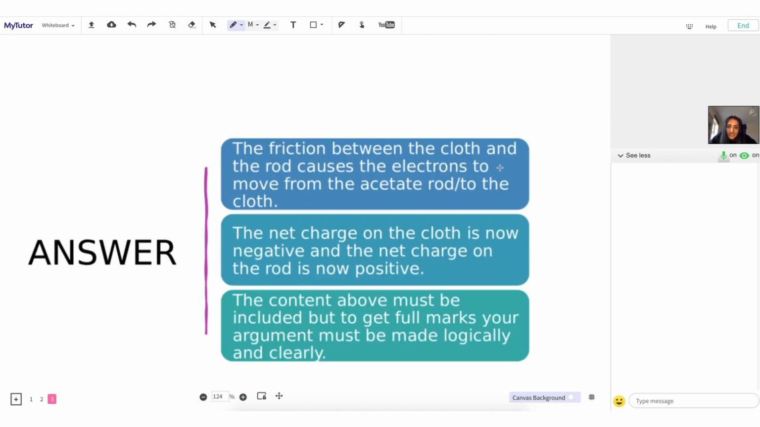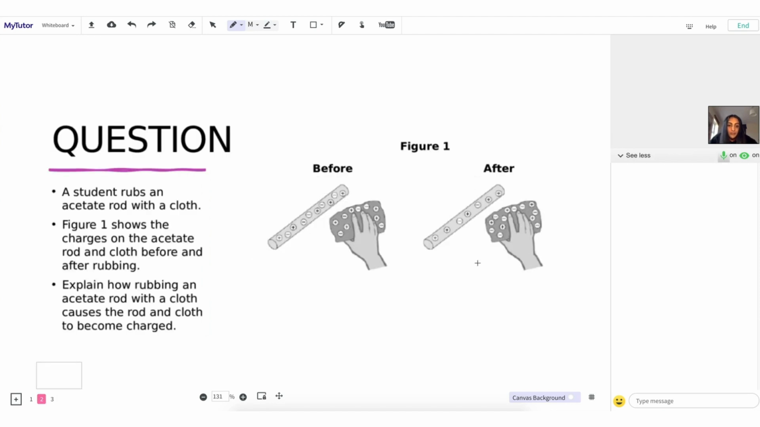So the content that you need to include in your answer is that friction is the force that causes the electrons to move from the acetate rod to the cloth. The net charge on the cloth, because of this movement of electrons, is now negative, and the net charge on the rod is now positive. So, in the after picture, we can see that the net charge on the rod is positive because there are more positive charges, and the net charge on the cloth is negative because there are more negative charges.